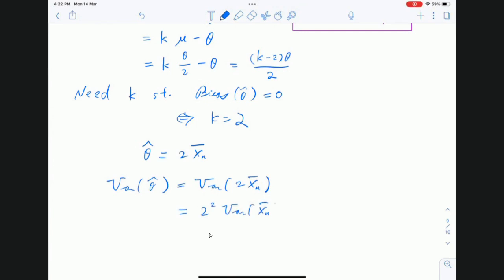This is the general property of variance. You have a multiplier inside the variance. You extract the constant multiplier out of the variance sign, you need to take the square of it.